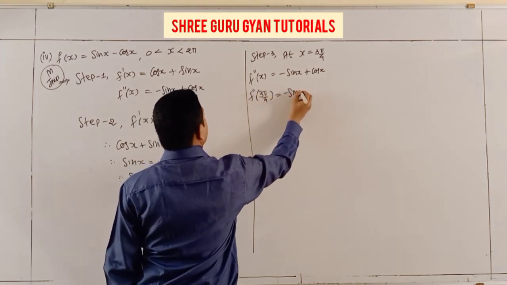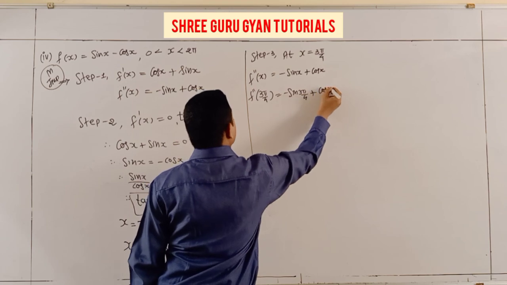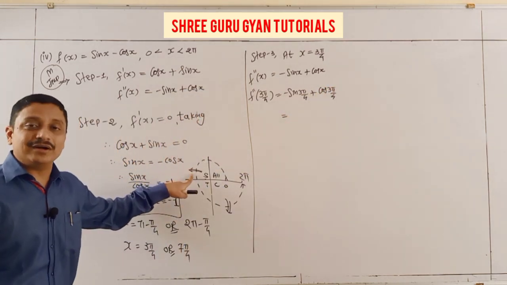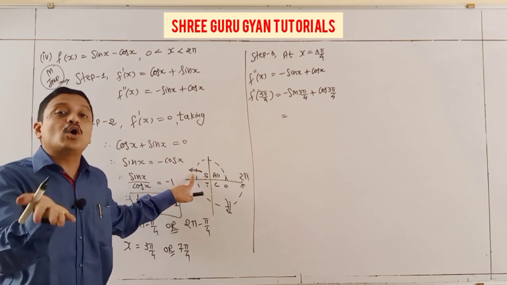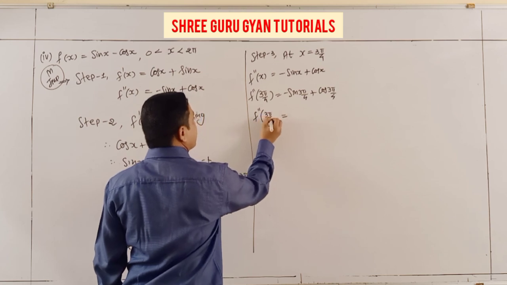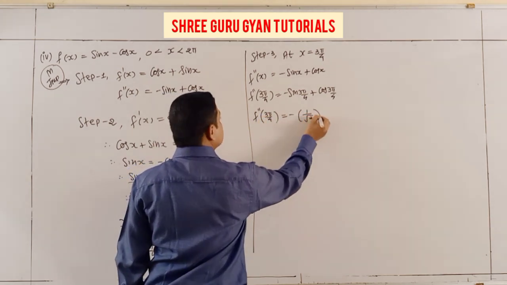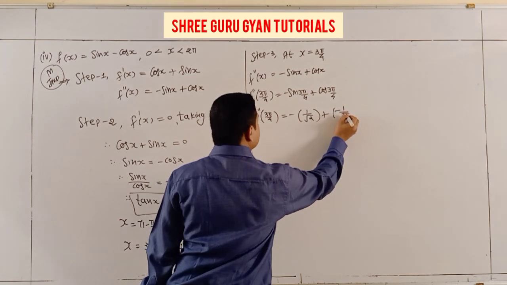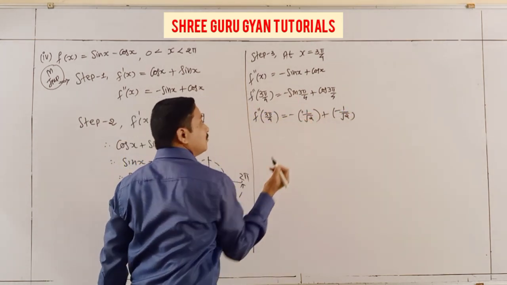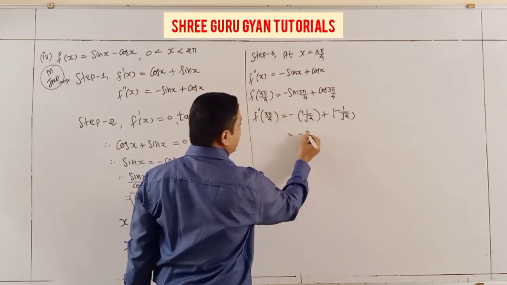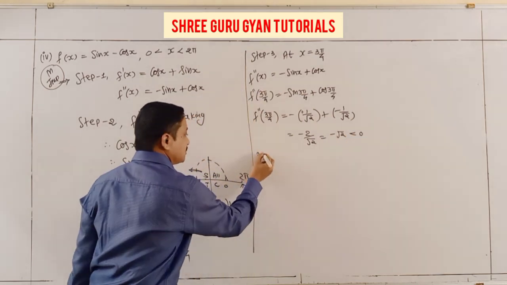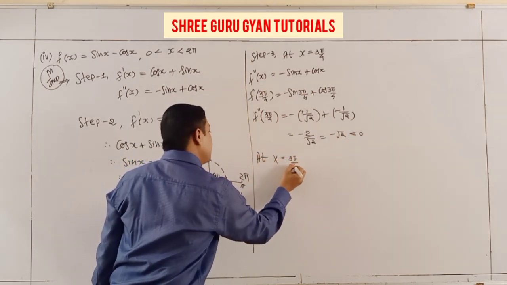is sin 3 pi by 4 plus cos 3 pi by 4. Now students, 3 pi by 4 means which quadrant? Second quadrant. Sine positive, cos negative, 45 degree. So my data is ready. Sin 45 is 1 by root 2, cos 45 is 1 by root 2, but cos is negative here. Now my data is completely minus 2 by root 2, which is minus root 2, less than 0.